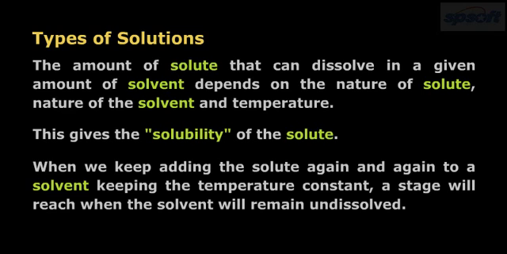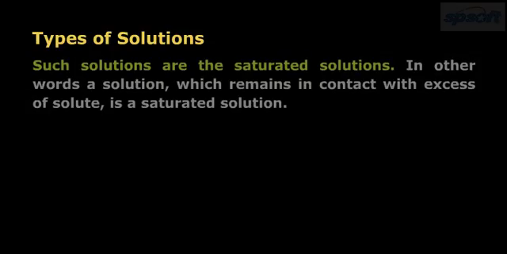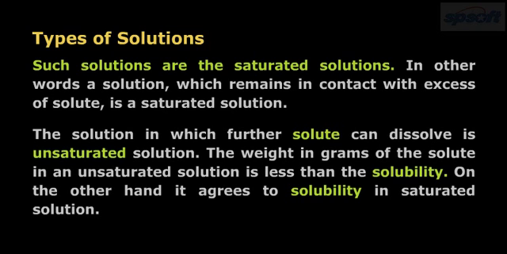When we keep adding the solute again and again to a solvent, keeping the temperature constant, a stage will be reached when the solute will remain undissolved. Such solutions are the saturated solutions. In other words, a solution which remains in contact with excess of solute is a saturated solution. The solution in which further solute can dissolve is an unsaturated solution. The weight in grams of the solute in an unsaturated solution is less than the solubility. On the other hand, it agrees to solubility in a saturated solution.